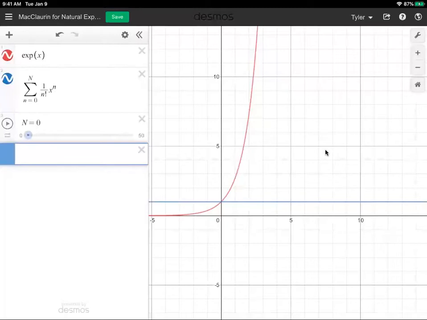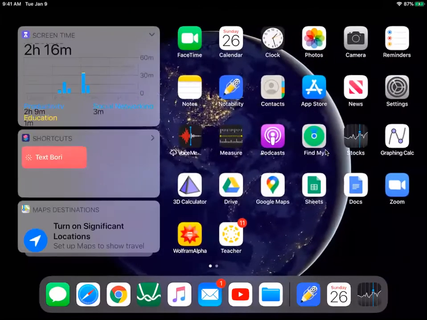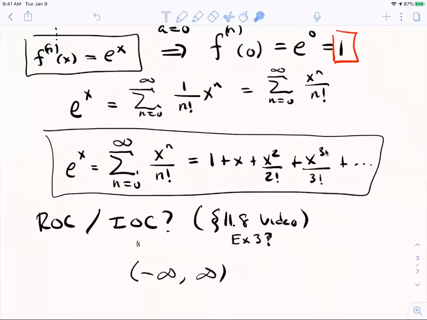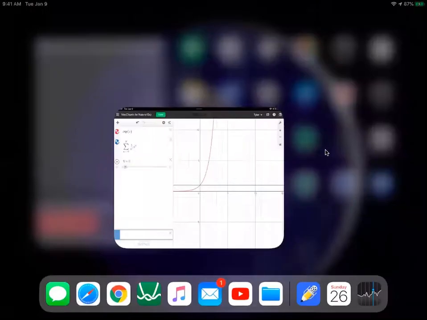So when capital N is 0, I want to put these things side by side. So let me do this. So I'm thinking about this series. And let me see if this is going to be big enough. Come on, iPad.